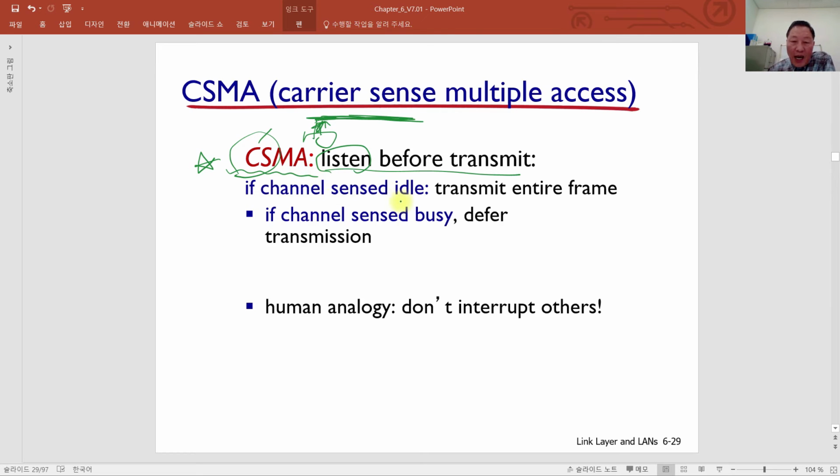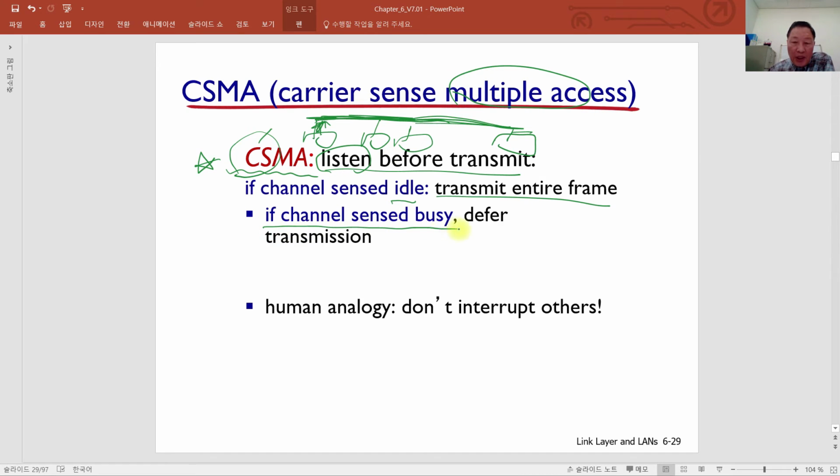If the channel is sensed idle, then transmit the entire frame. The other nodes are also using that channel at the same time, because this one is being accessed by multiple nodes. Thus this is called multiple access.